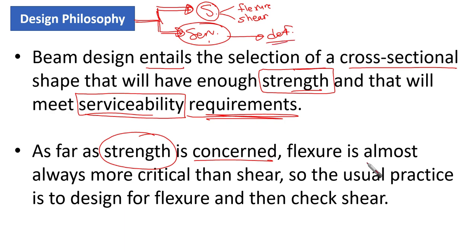Flexure is almost always more critical than shear, because we have flexure and shear. So flexure is going to be our main concern. We need to check it first. So the usual practice is to design for flexure and then check shear. So this is the design philosophy for us. First go with the flexure, then check for shear, and then we're going to check for deflection at the end.